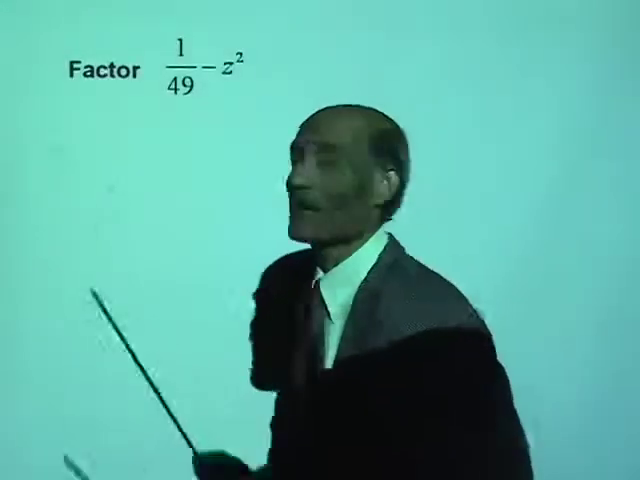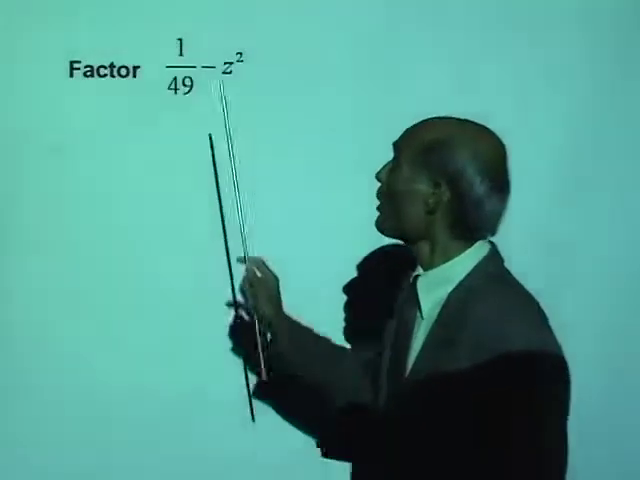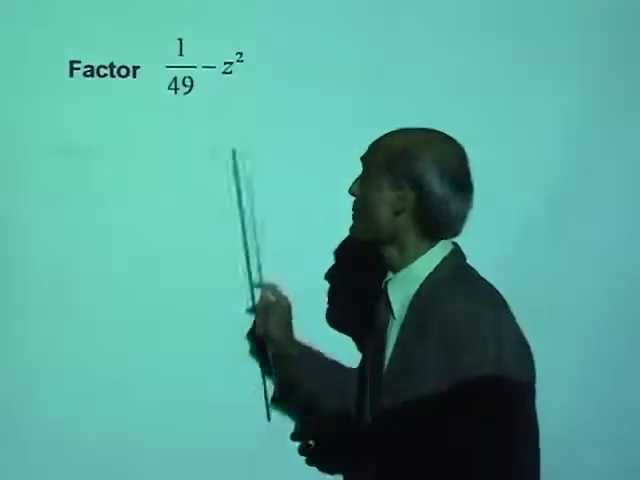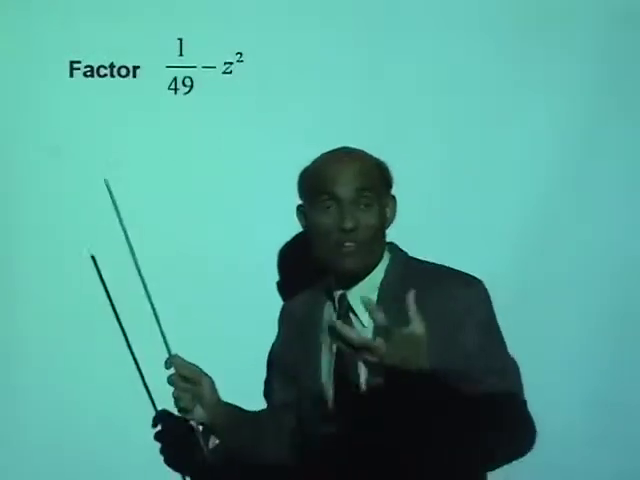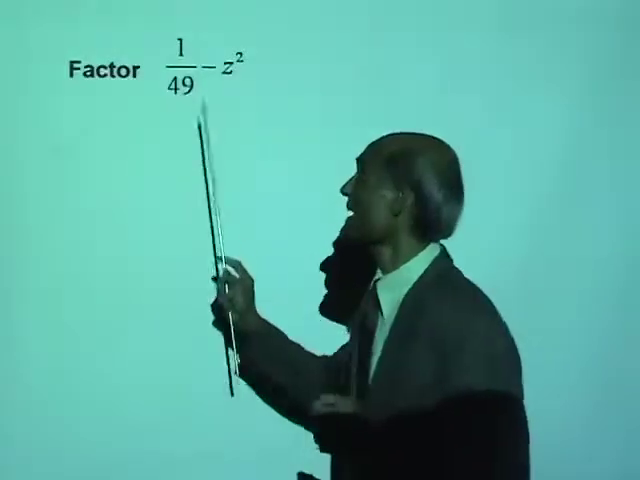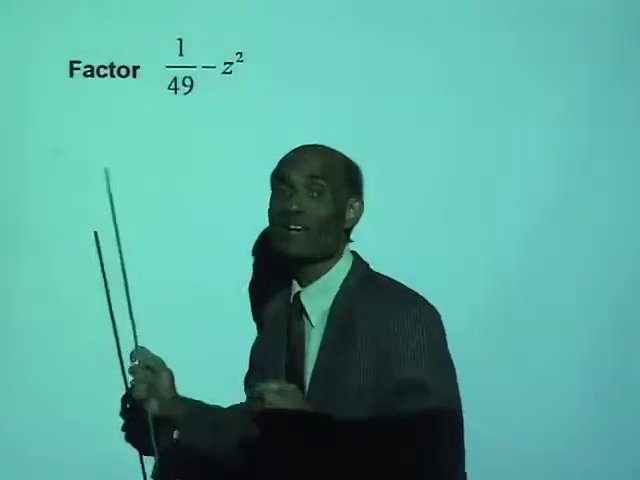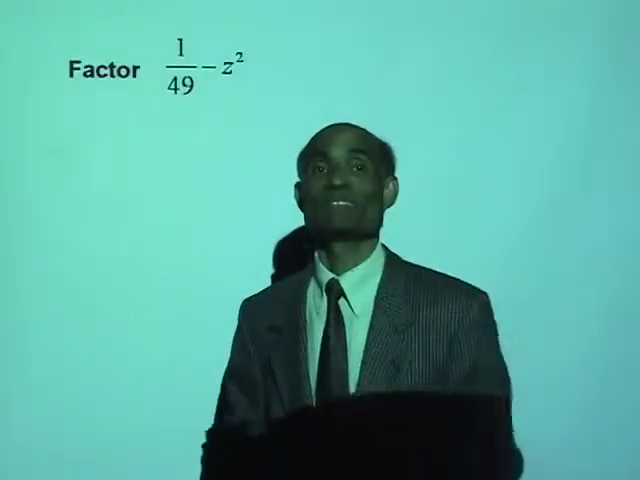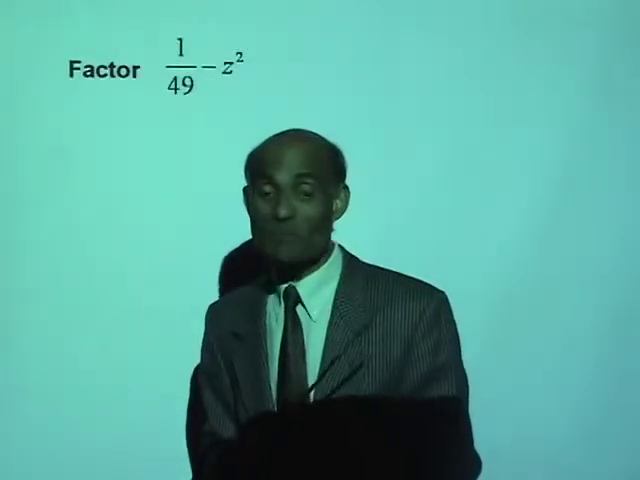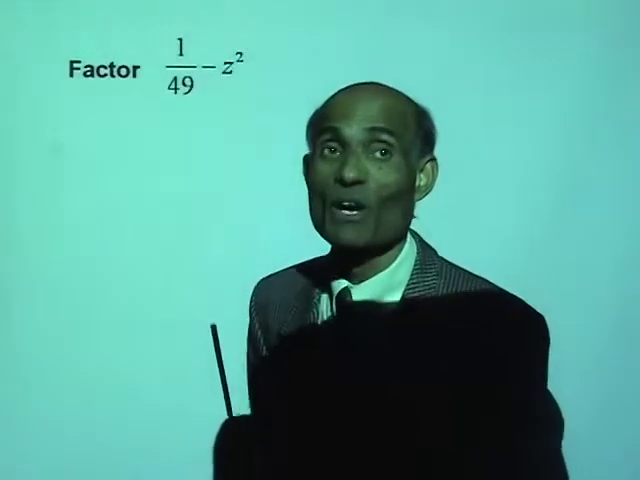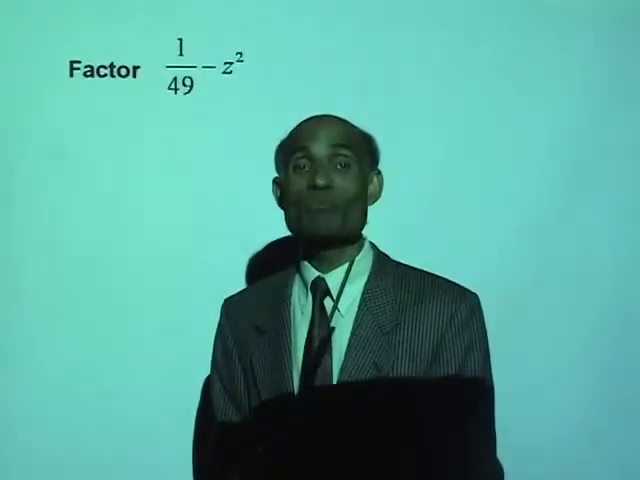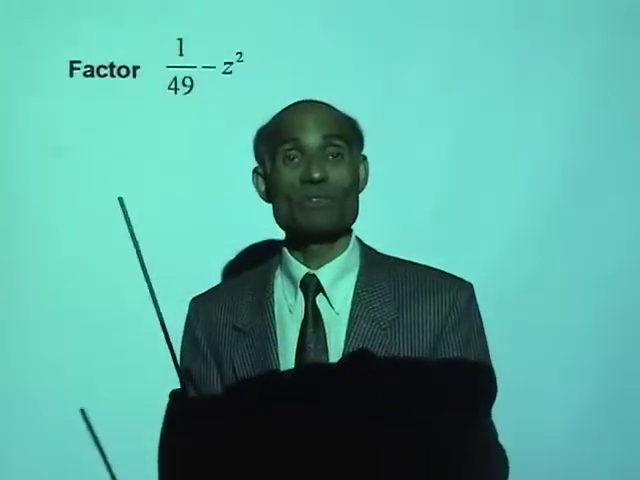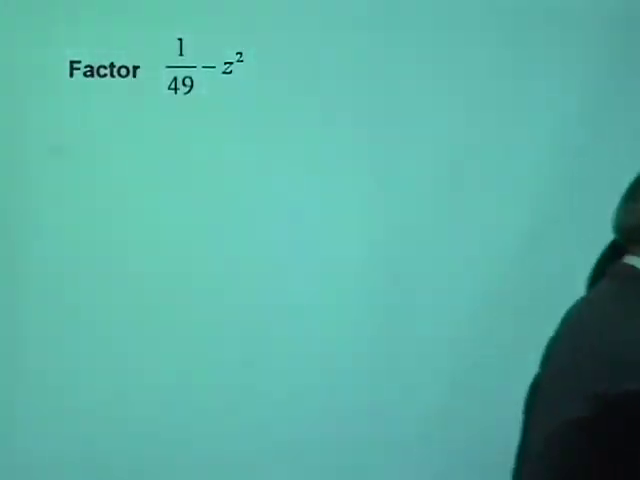How about this one? Factor 1 over 49 minus z squared. Well, the second quantity is alright, it is a square of z. Can you write 1 over 49 as the square of a number or square of a quantity? Well, I'm sure you have enough background to do that. 1 over 49 can be written as 1 over 7 all to the power of 2. Is that right? Yes.